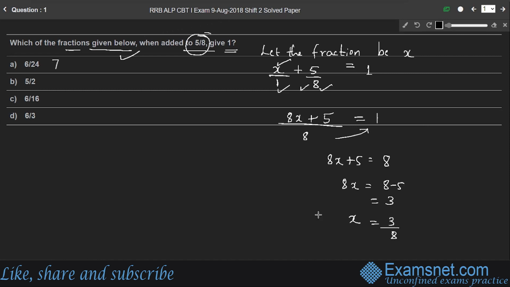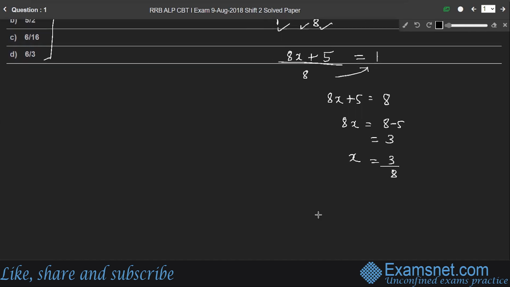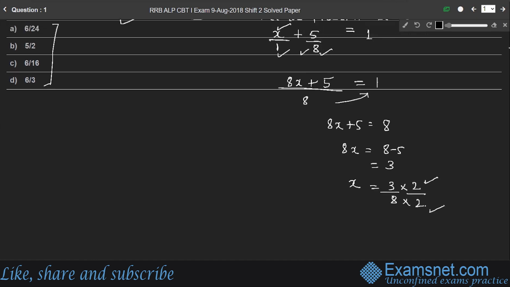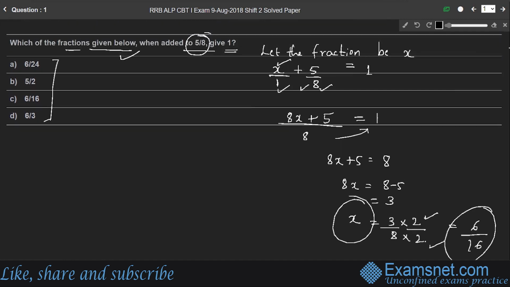Among the 4 options, there is no 3 by 8. So it is better to multiply the fraction by 2 in both numerator and denominator, which won't change the value of the fraction. 3 into 2 is 6, 8 into 2 is 16. Therefore the fraction is 6 by 16. When it is added to 5 by 8, it gives 1. Therefore, 6 by 16, option C is the right answer.